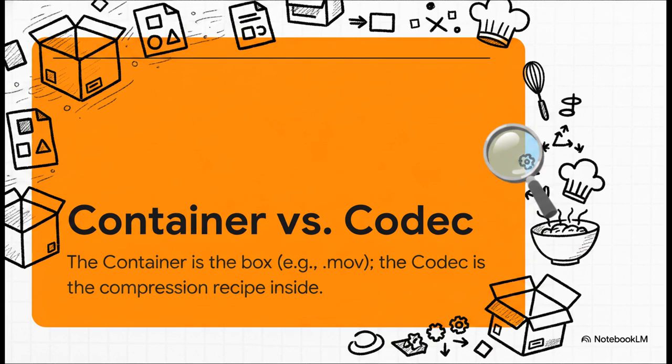Now this brings us to the two words that trip up everybody. Seriously, the container is just the box itself. It's the file extension you see, like .mov or .mp4. The codec, on the other hand, is the language, or the recipe, that was used to shrink the video and audio inside the box. So remember, box versus recipe.